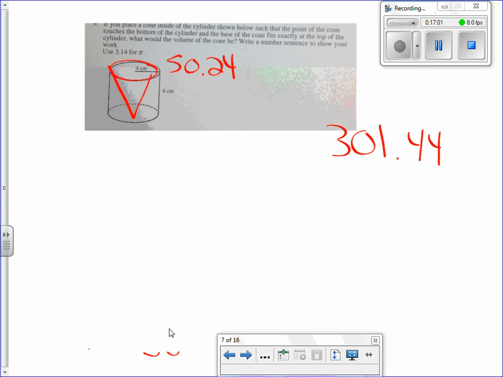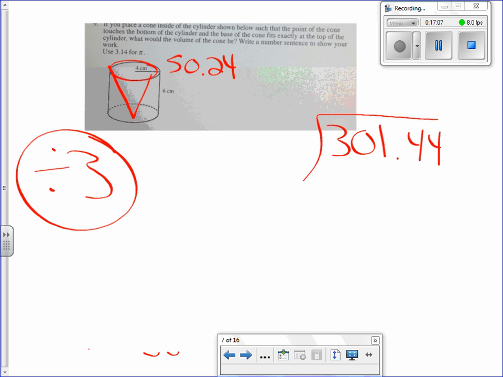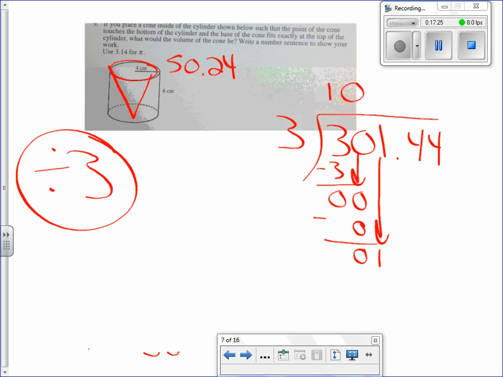Whenever you find a cone, remember you must divide by 3. So I'm going to take 301 and 44 hundredths and divide it by 3 to find my volume of this cone. 3 goes into 3 once. 3 times 1 is 3. Subtract 0, bring down the 0. How many times can 3 go into 0? 0 times. 3 times 0 is 0. Subtract 0, bring down the 1. How many times can 3 go into 1? 0 times. 3 times 0 is 0. Subtract, got a 1.